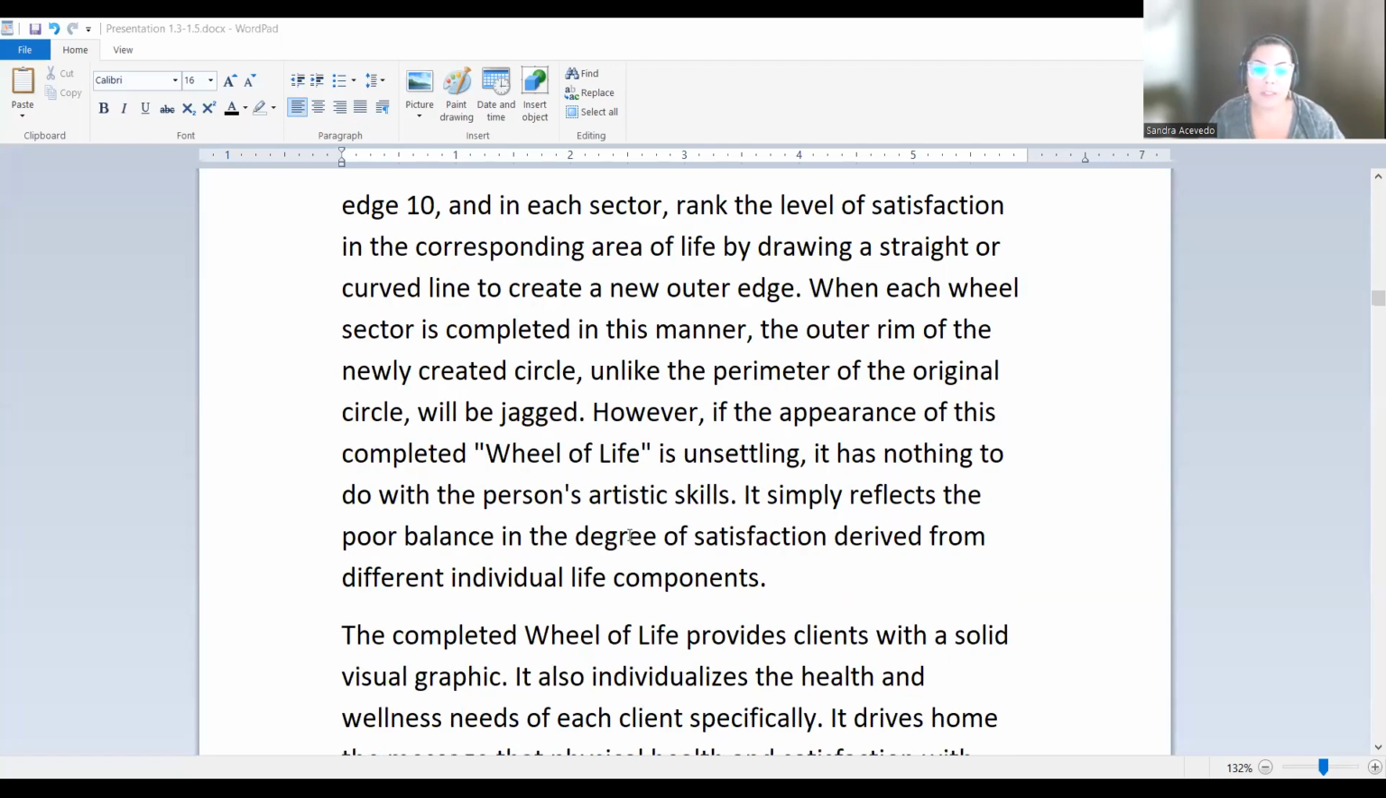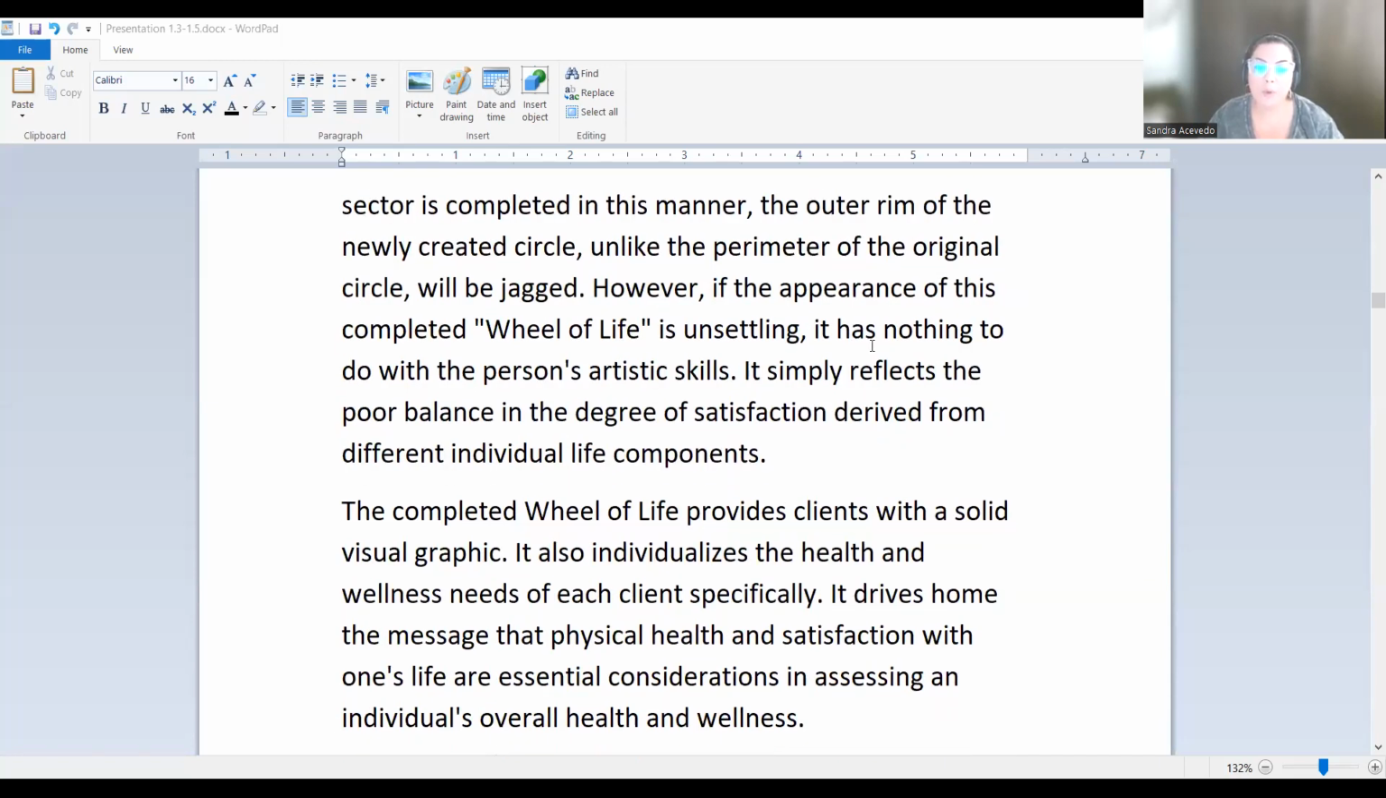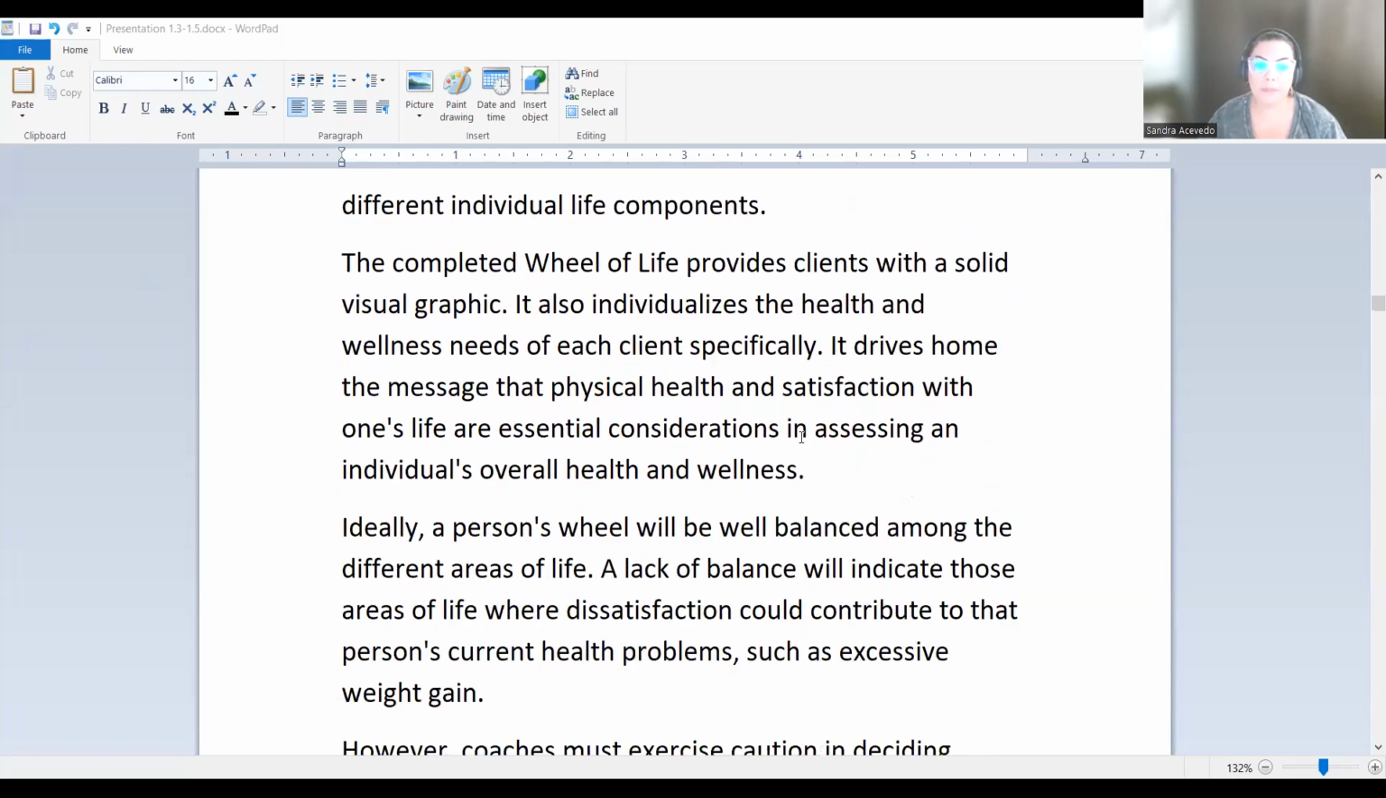However, if the appearance of this completed wheel of life is unsettling, it has nothing to do with the person's artistic skill. It simply reflects the poor balance in the degree of satisfaction derived from the different individual life components. The completed wheel of life provides clients with a solid visual graphic. It also individualizes the health and wellness needs of each client specifically. It drives home the message that physical health and satisfaction with one's life are essential considerations in assessing an individual's overall health and wellness.